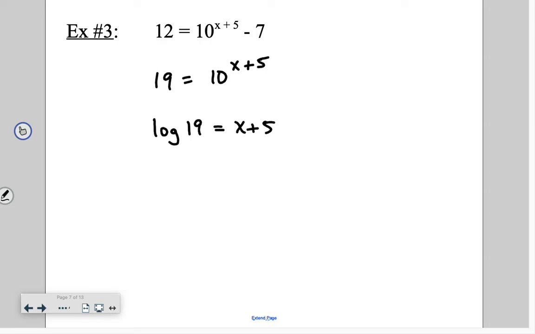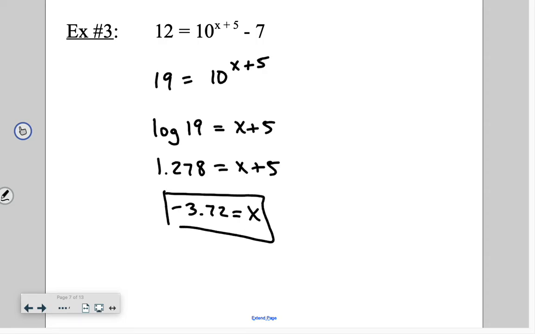1.278 equal to x plus 5. Subtract the 5 over, and we get negative 3.72. There we go. Yep, that sounds right.